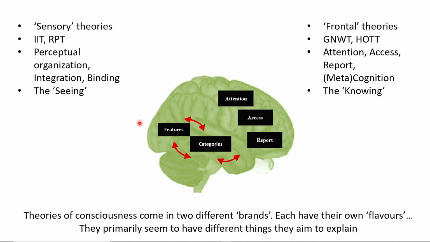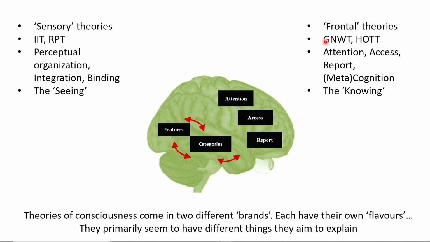So what we end up with, if we look at these theories of consciousness, of course there are way more, is that they sort of seem to come in two different brands, you might say, each having their own flavors. But most importantly, they seem to have really different things they aim to explain. You have these more sensory theories like integrated information theory and recurrent processing theory. They are really about stuff like perceptual organization, integration, binding. But introspectively, they are really about, you may say, the raw seeing, the seeing itself.